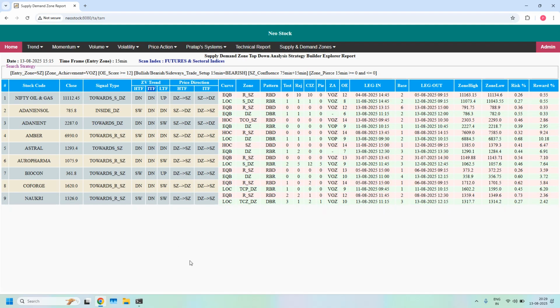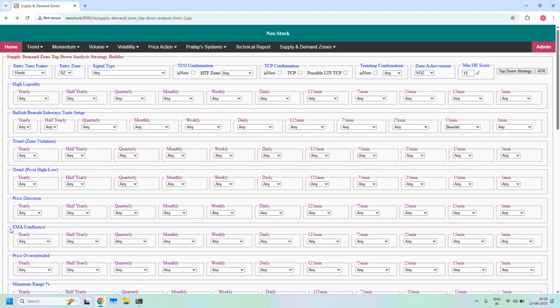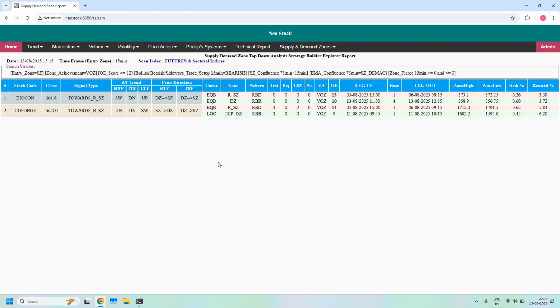So we can further filter based on 75 minute supply zone having daily EMA confluence. Let's verify. 75 minute supply zone with daily EMA confluence. We got 2 stocks. That way these two 15-minute supply zones might be having more high probability to get success, provided less than 20 checklist items are satisfied. Otherwise, zones might be violated.